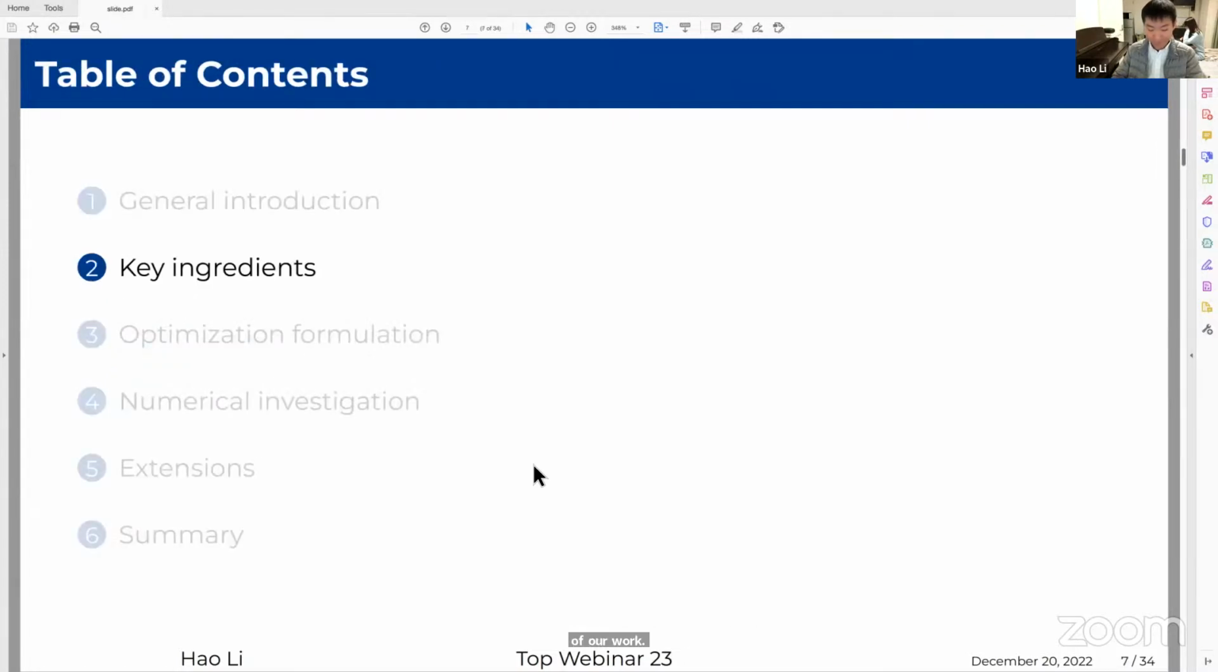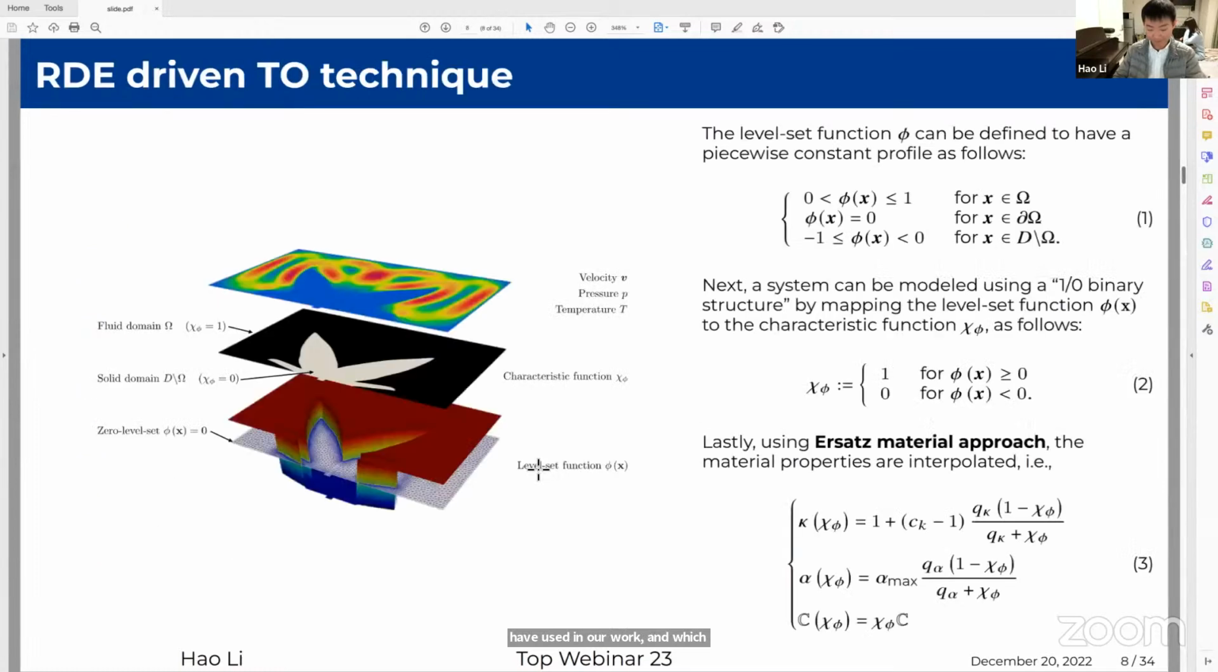Hereinafter, we provide the key ingredients we have used in our work and which are new to the best of our knowledge. The cornerstone here is the reaction diffusion equation-driven topology optimization method, where a Heaviside projection is applied together with the interpolation of material properties, which is also called the LSAT material approach.